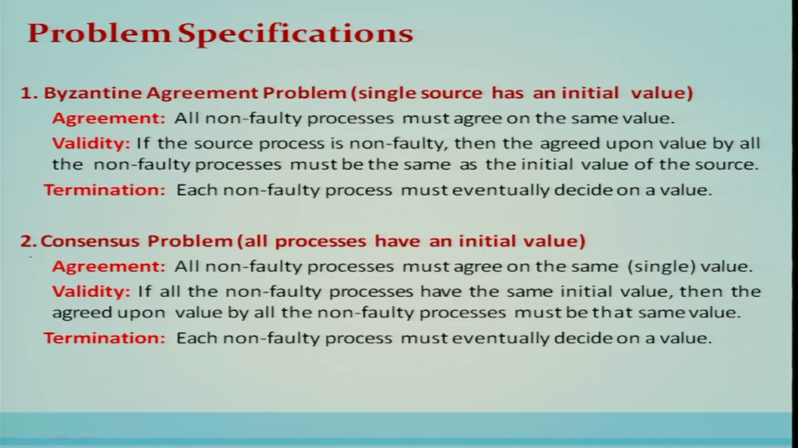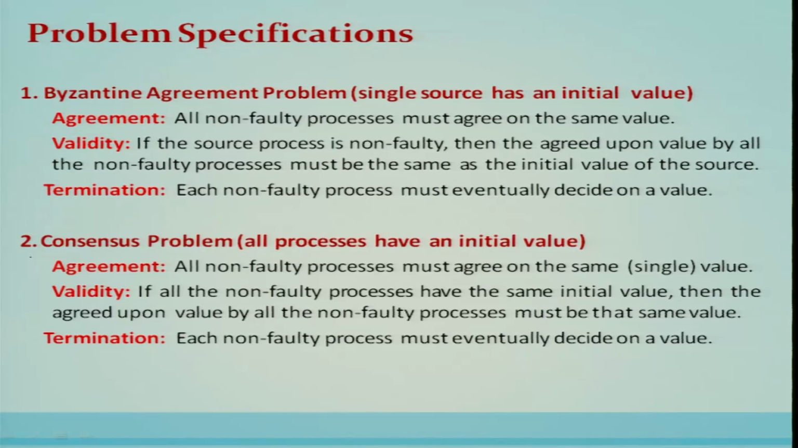Consensus problem: all processes have an initial value. Agreement: all non-faulty processes must agree on the same, that is, a single value. Validity: if all non-faulty processes have the same initial value, then the agreed upon value by all non-faulty processes must be that same value. Termination: each non-faulty process must eventually decide on a value.